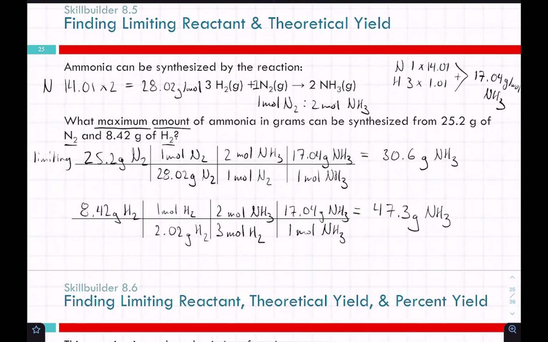The whole thing is a facade. So our limiting reagent is nitrogen, and the maximum amount we can make, because we would run out of it, is going to be our theoretical yield, which is 30.6 grams.